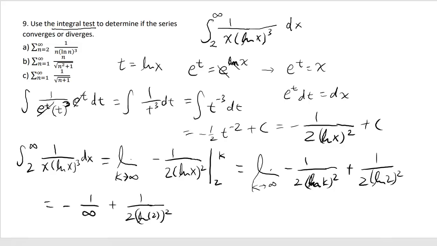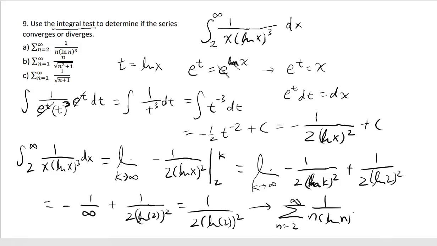And that means we just have this value, which is a finite value. Since this is 0, we just have this one. And because this converges, we know that sigma n from 2 to infinity of 1 over n times log of n cubed converges by integral test. And it's basically the same idea.